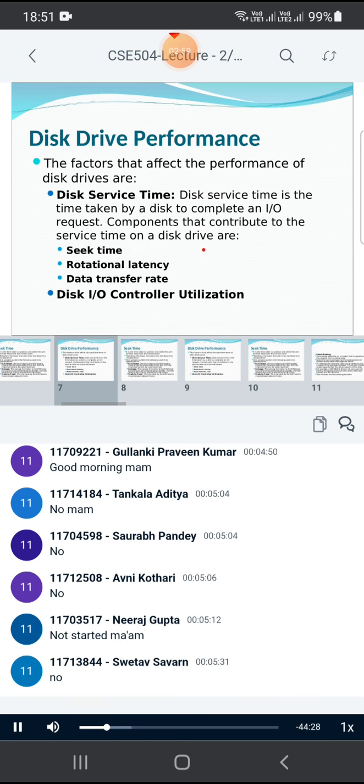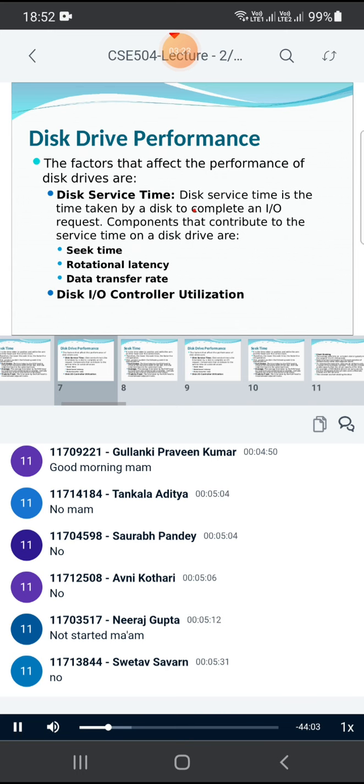Disk service time is further composed of three things: seek time, rotational latency, and data transfer rate. So first we'll cover disk service time. We'll understand what disk service time is and how it is composed of these three things. And we have numericals also. One or two numericals are there from this part, which we'll discuss today.